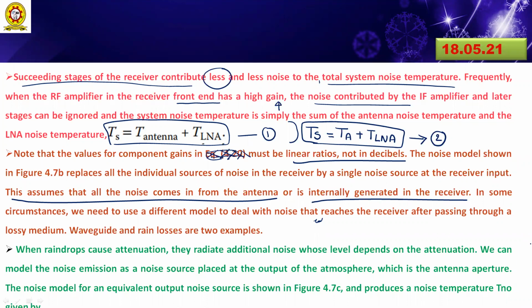Next point, in some circumstances we need to use a different model to deal with the noise at the receiver after passing through a lossy medium. Therefore we can use waveguides or rain losses. These are the two main examples for such noise calculations.